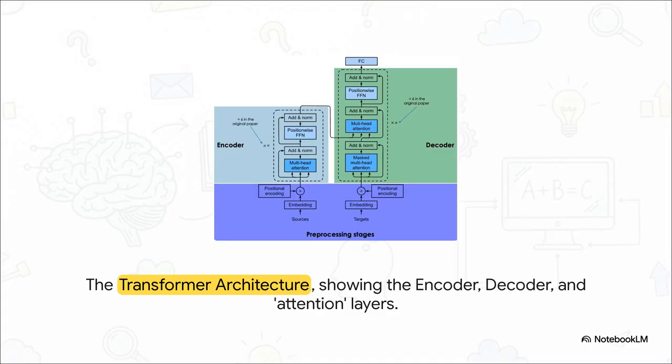Now, I know this diagram looks complex, but stick with me. The key idea is pretty simple. On the left, you've got the encoder, which reads your text. On the right, the decoder writes the response. The real magic, though, is in those boxes labeled multi-head attention. This is the part that lets the model look at an entire sentence and figure out which words are most important to which other words. It's how it knows that in "the cat sat on the mat," the word "sat" is deeply connected to cat and mat. That's where it gets its deep contextual understanding.